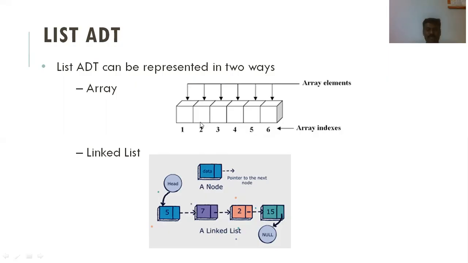What is a static memory location? The memory locations are allocated in advance and you insert the data one by one. In a linked list, the memory location is allocated at runtime: whenever you want to insert a new element, you allocate a new memory location and insert the data. This is called a linked list.